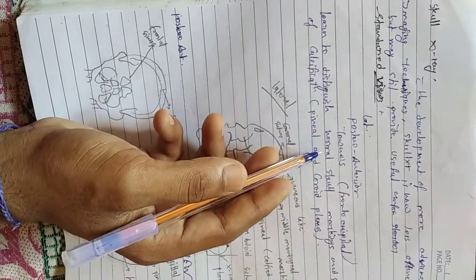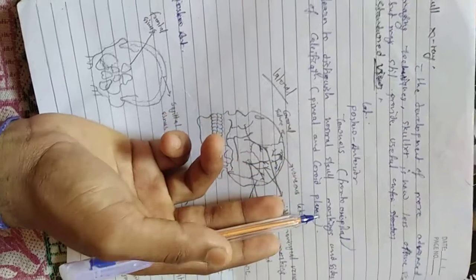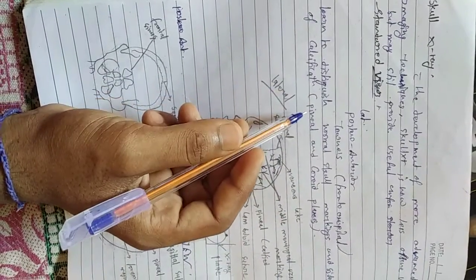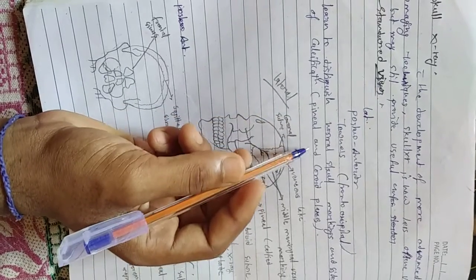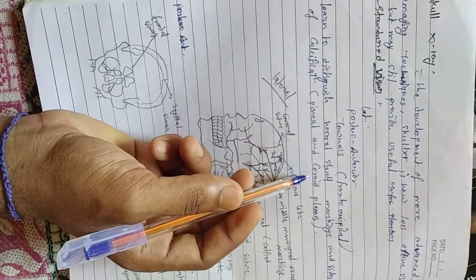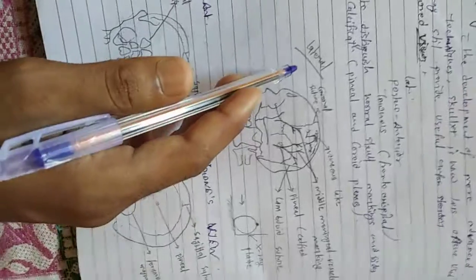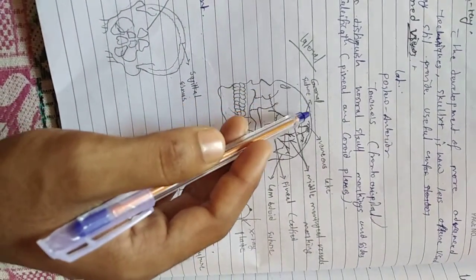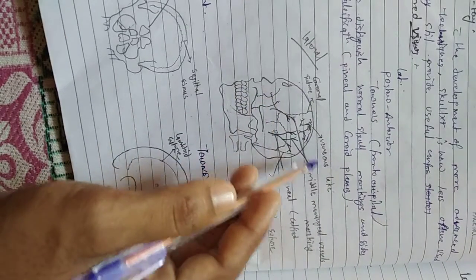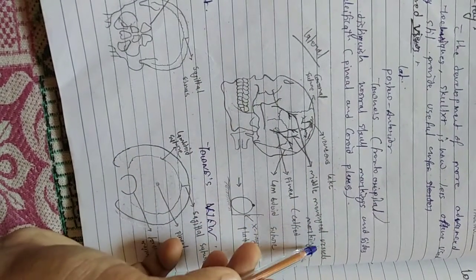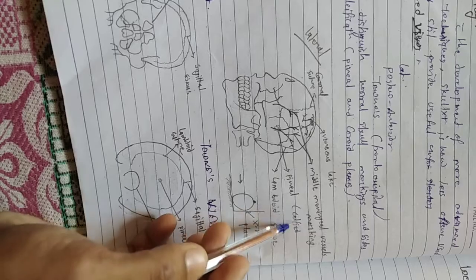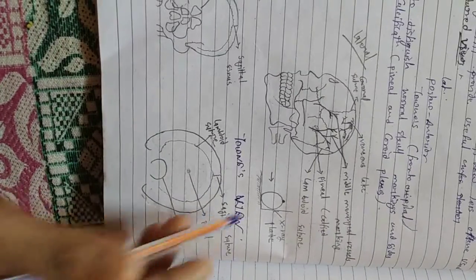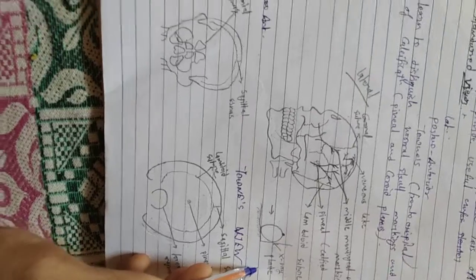Learn to distinguish the normal skull markings and sites of calcification, for example the pineal and choroid plexus. Now this is the lateral view of the skull X-ray. This is the coronal suture, the venous lakes, the middle meningeal vessel markings, the calcified pineal, and the lambdoid suture. Now this is the Townes view of the X-ray.